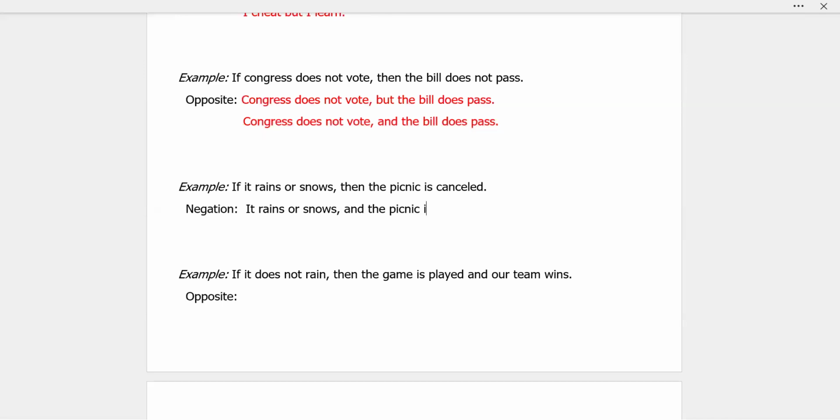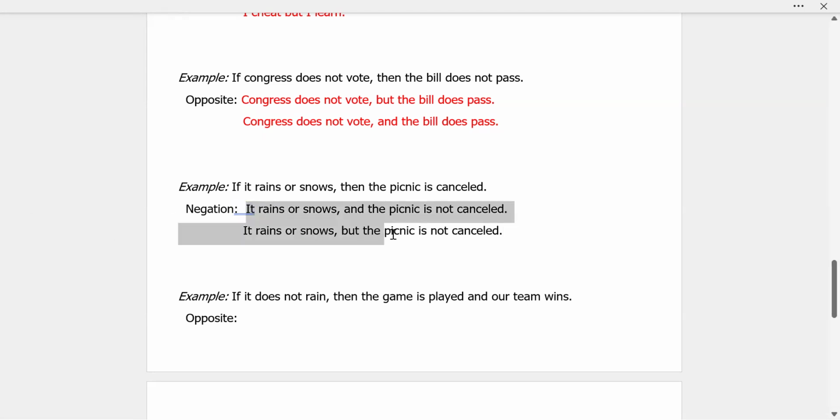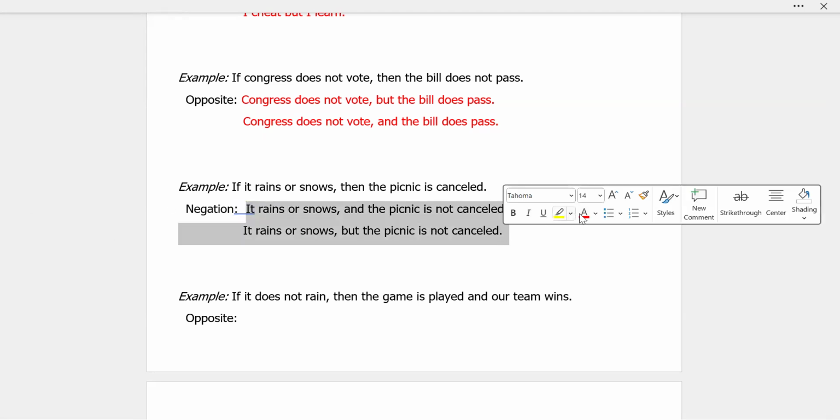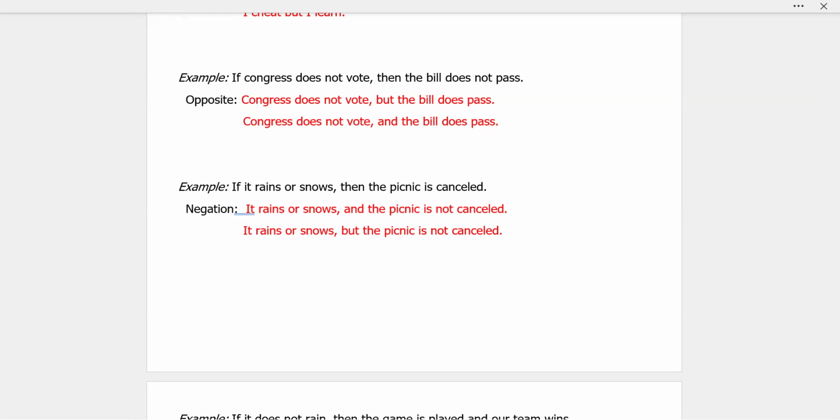The picnic is not canceled. Again, we could put but there. It rains or snows, but the picnic is not canceled. Again, because you might be surprised that the picnic is not canceled with it raining or snowing out there. Okay, so the hypothesis stays the same. The conclusion changes to its opposite.